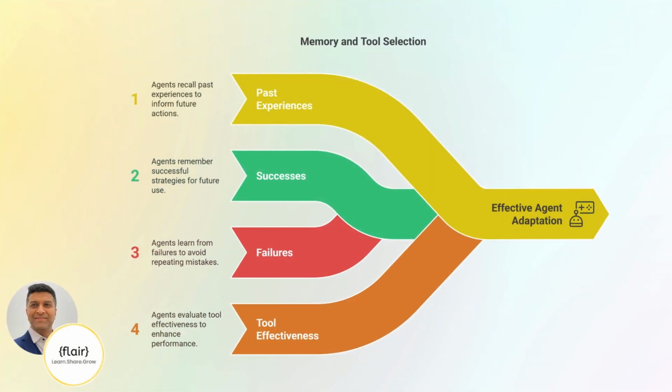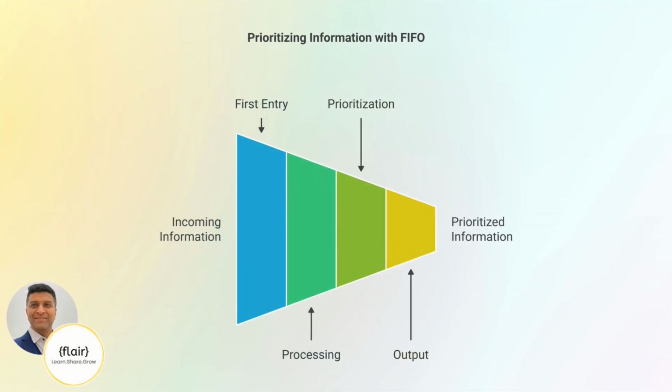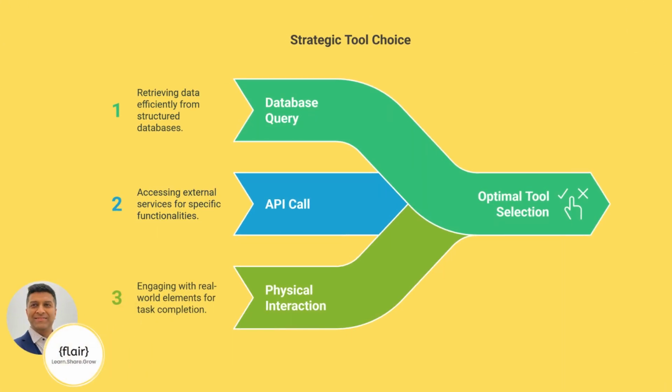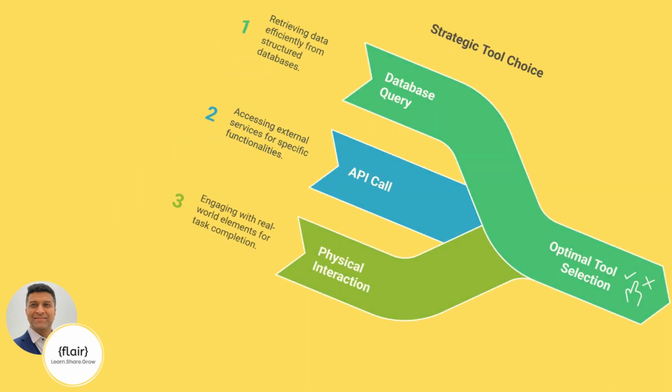Memory is another key component. Agents need to learn and adapt. They need to remember past experiences, what worked, what didn't, and which tools were effective. Techniques like FIFO, first in, first out, help prioritize relevant information. And of course, tool selection is critical. Agents must decide which tool is best for a given task. Should it query a database, call an API, or even interact with the physical world? Getting this right is an optimization problem in itself.